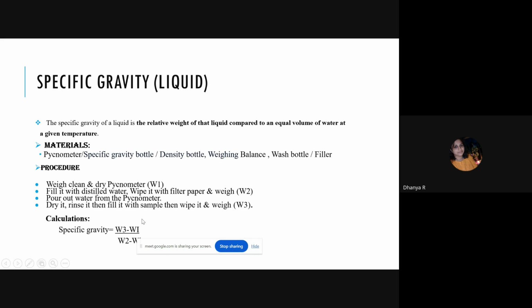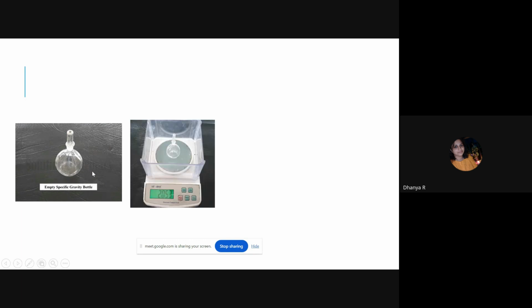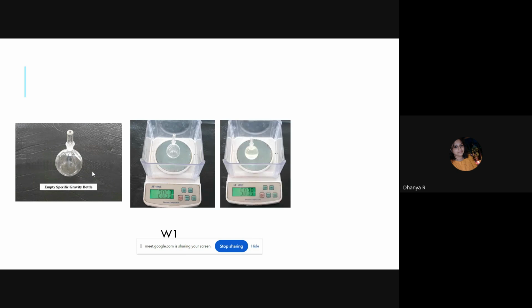So specific gravity is a relative constant. Now coming to the equipments, this is the empty specific gravity bottle. First you have to weigh this empty specific gravity bottle. It would be noted as W1. Then you have to take distilled water in it and weigh it. This is considered as W2. The temperature is considered to be constant.